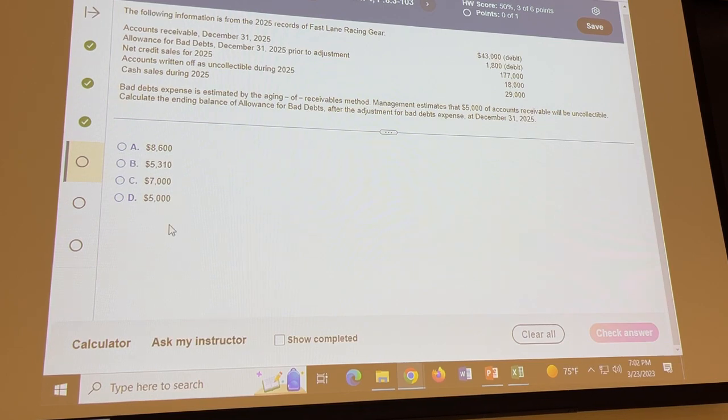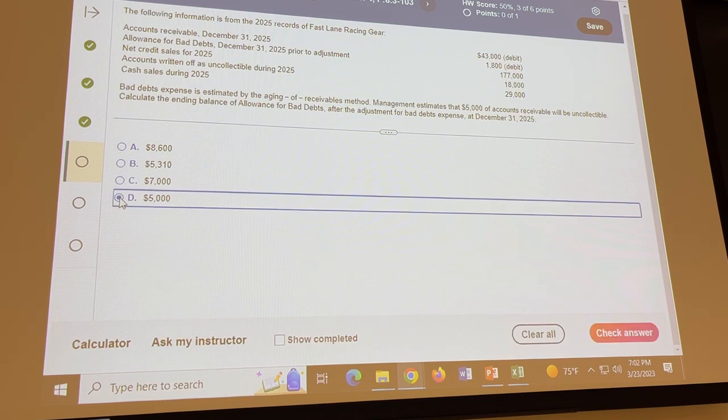So they're sort of trying to trick you here, making you think it's more complicated than it is. What they estimate bad debts expense to be is what you want your ending balance in allowance for bad debts to be. So that's all there is to it. It should be $5,000, your balance in allowance for bad debts.